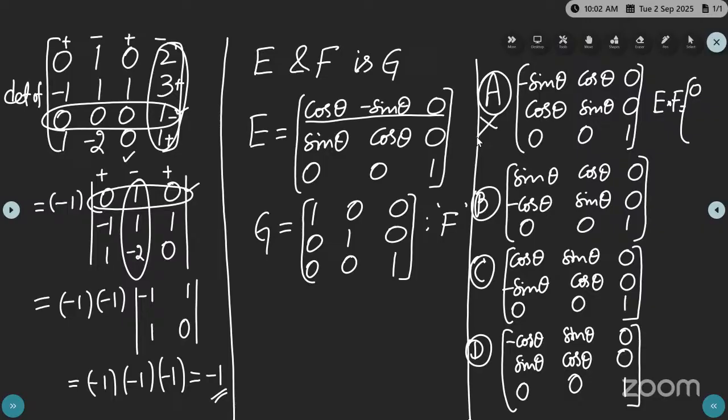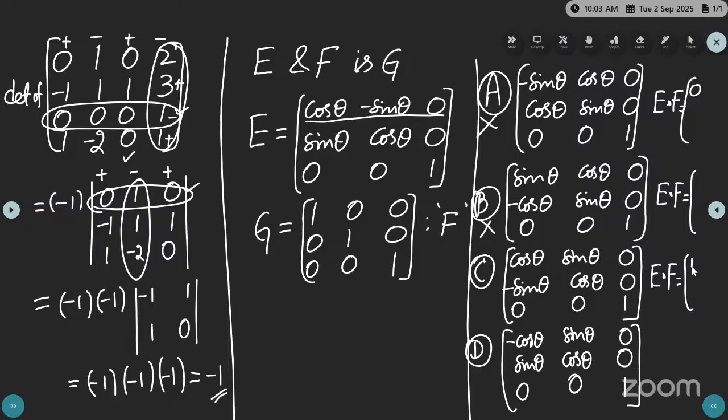Multiply that with this. Sine theta cos theta. Again, what is it? Again, sine theta cos theta. Is it E into F? Is it 1 or not? It is not 1. Okay, what next? Cos theta, cos square theta plus sine square theta. What is the value? E into F. That is nothing but 1.